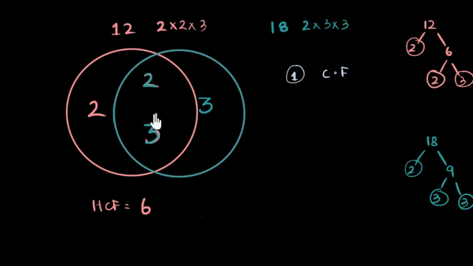Think about it. If a number is divisible by a number, say 2, and by 3, it will also be divisible by their product. So anything you do within this, any multiplication you do, that will also be a common factor. So 2 into 3 will also be a common factor.